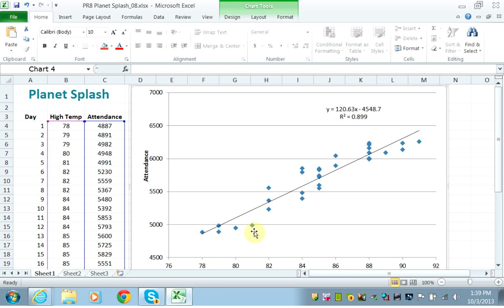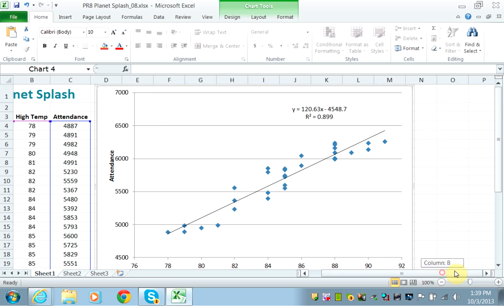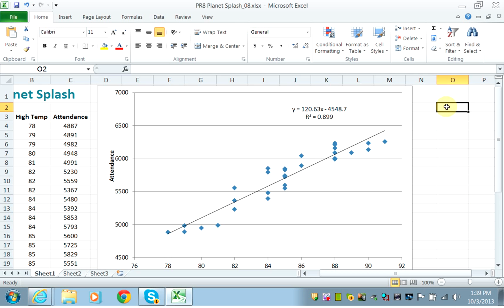So now we want to predict the value of attendance, or y, given a specific temperature. So what we will do is go to O2 and we will type m, and click on cell P2 and type 120.63.